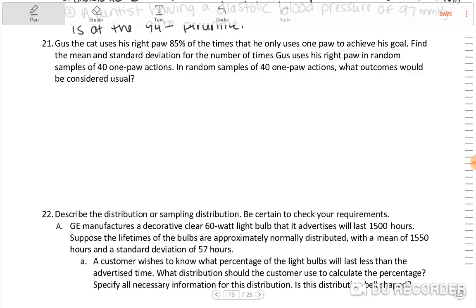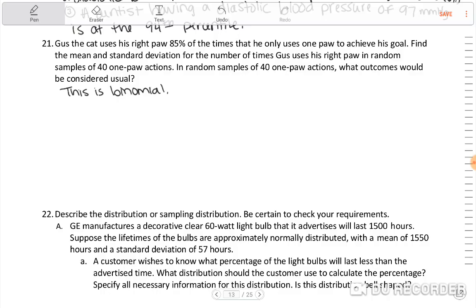Is this independent? I would say yes, the random samples here. And then the other thing we need to check is to make sure that there's only two possible outcomes. He either uses his right paw or he does not. So I will say that yes, this is binomial. So make a little note here. This is binomial.